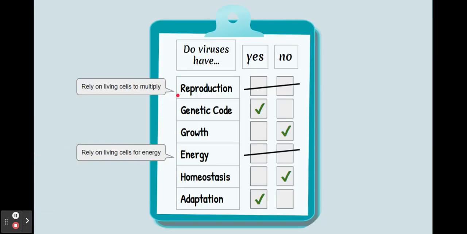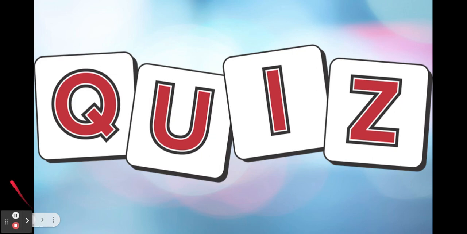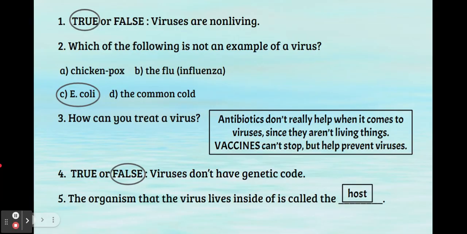We're not sure about reproduction. It does reproduce, but with the help of the host, so that doesn't really count. Genetic code, yes. Growth, no. Energy, it relies on living cells for energy. Homeostasis, no. And adaptation, yes, it does adapt to its host environment. So from this chart, you can see that two of them are just off, and then there are two yeses and two nos. So it's still a very debatable topic, but as of now, just think that viruses are not living. So now for the mini quiz.